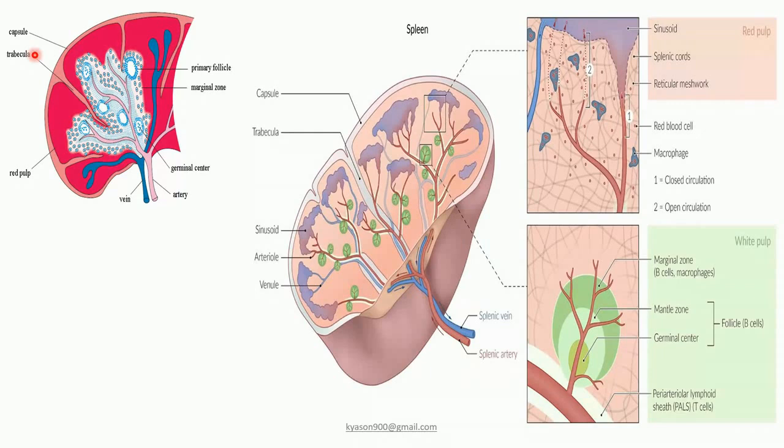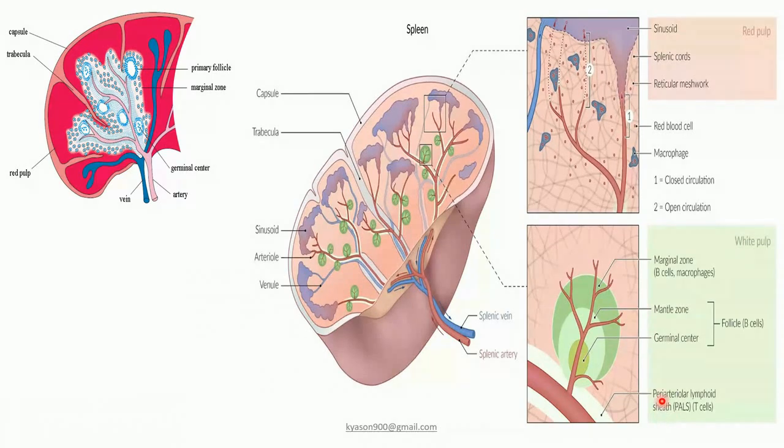Okay, so those trabecular arteries are going to enter into the substance of the spleen and give off small branches, like what you see here. These small branches we call the central arteries. These central arteries are going to be surrounded by a layer of immune cells. That layer of immune cells is called the periarteriolar lymphoid sheath.